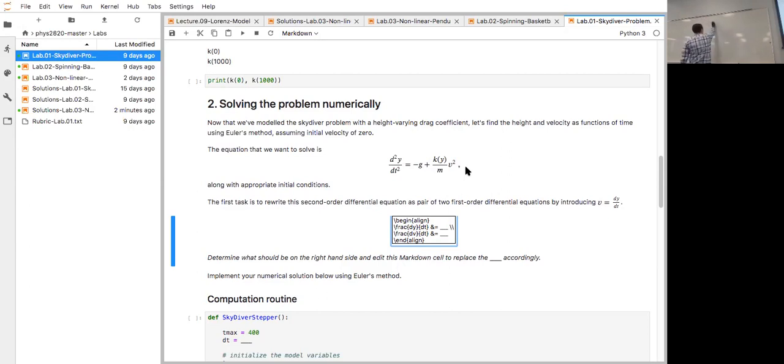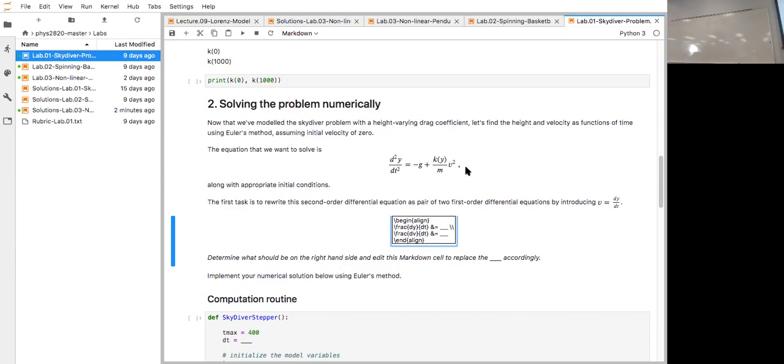dv/dt equals minus g plus k of y over m times b squared dy/dt, equals done.